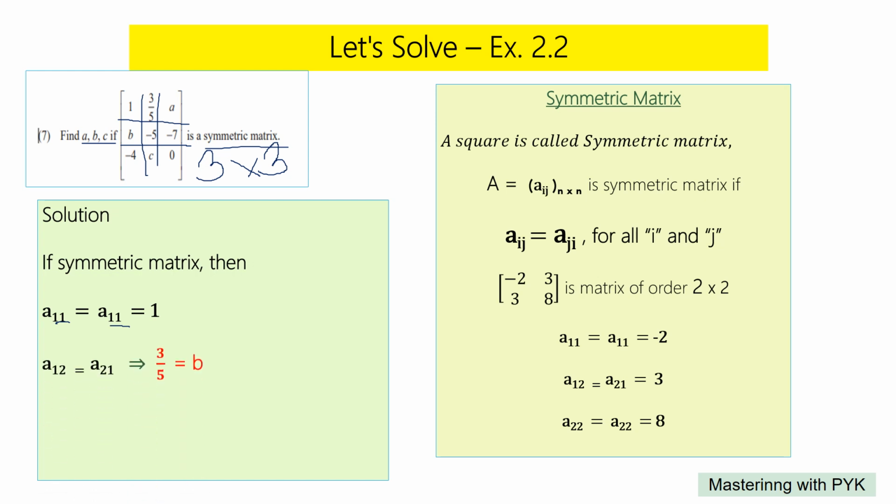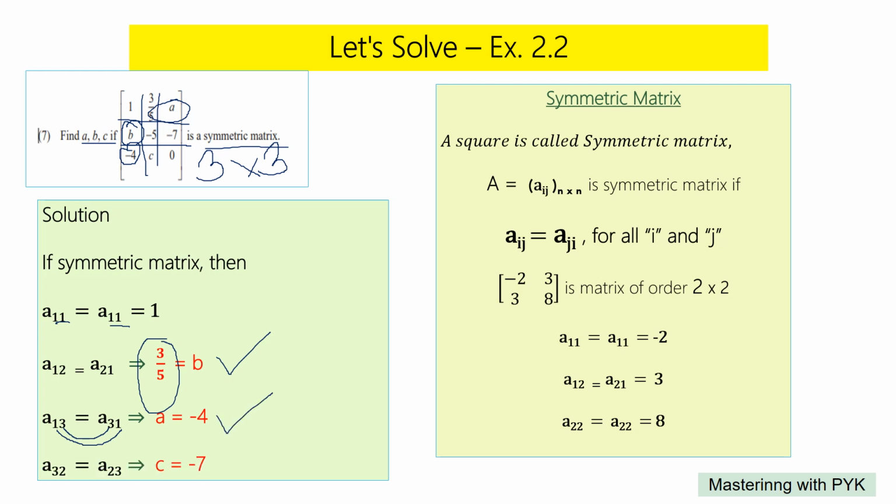Then A12 would become A21, which is 3 by 5. Right? So A12 is 3 by 5 and A21 is B. So B value is 3 by 5. A13 will be equal to A31. So what you do is that the row becomes column and the column becomes row, which is A13 is A and this is equal to A31. So where is A31? This is third row, first column. This is -4.